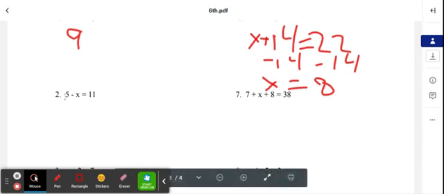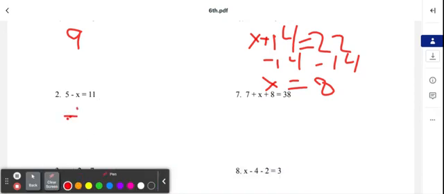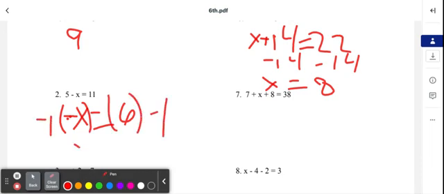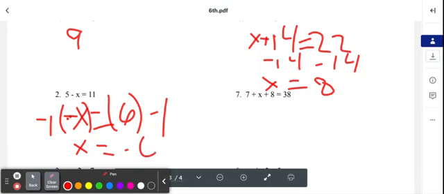Number 2. 5 minus x equals 11. You subtract 5 from both sides to get negative x equals 6, and then you multiply both sides by -1. You get x is equal to -6.